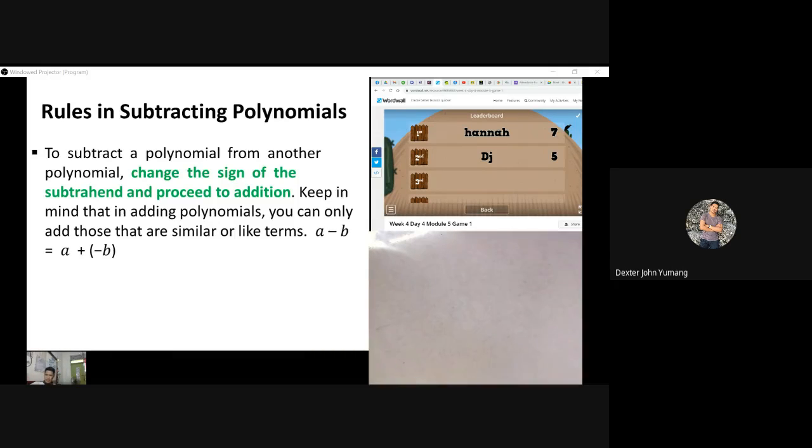Bakit kailangan add, subtract naman tayo, di ba? Sabi po dito, change the sign. Bakit kailangan natin mag-change ng sign na subtract man tayo? Bakit kailangan natin mag-add na subtract man tayo? Ito po yung ibig sabihin niyan.